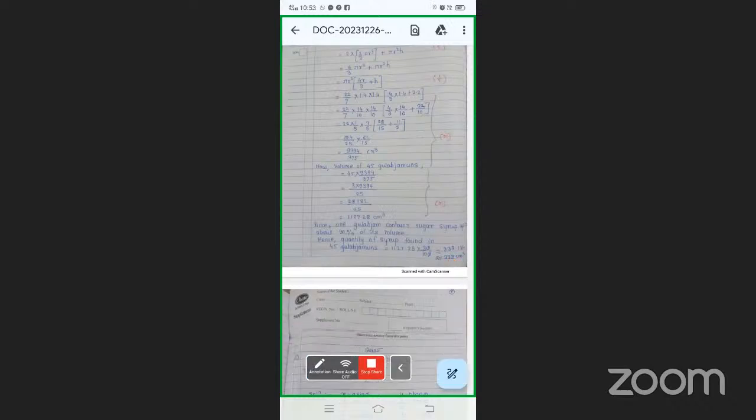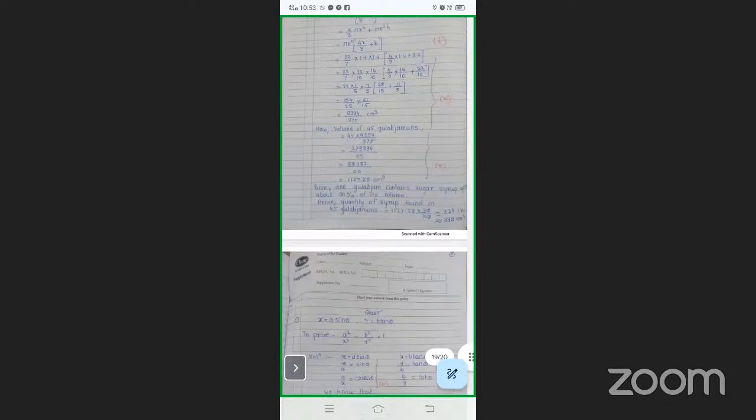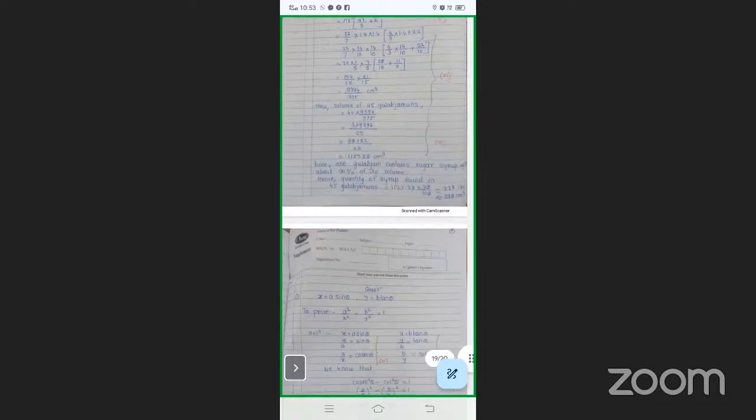So what is the total volume of syrup in the gulab jamuns? That is 338 centimeter cube. Then we have to just focus on question number 5. So what is question 5? Solve the following sub question.